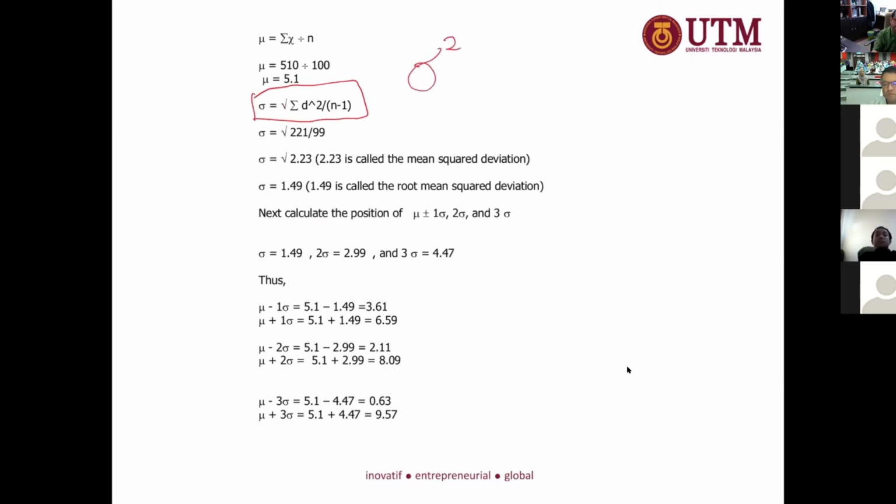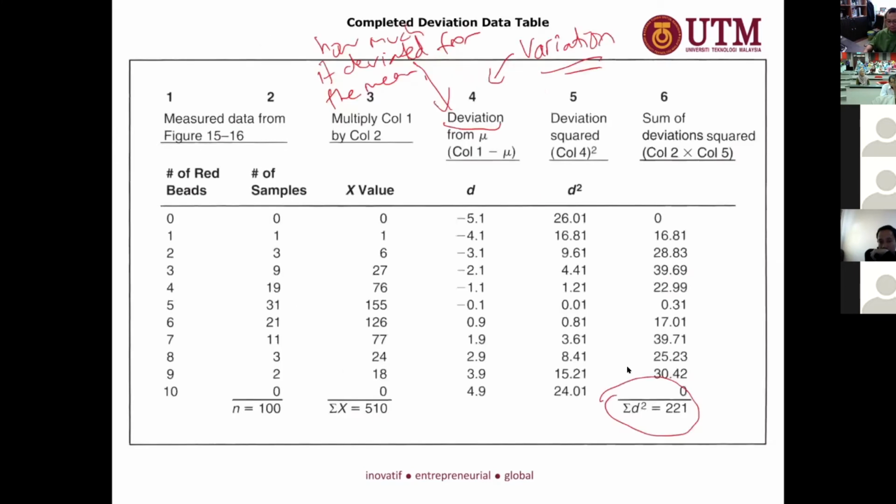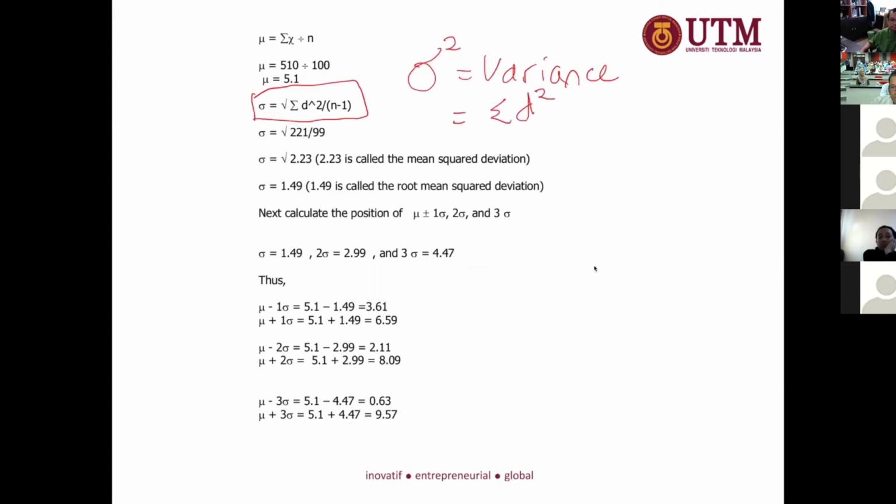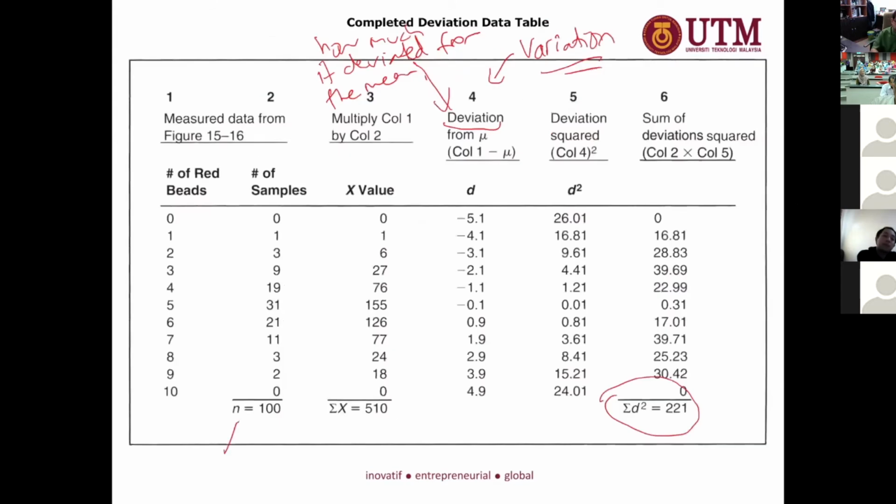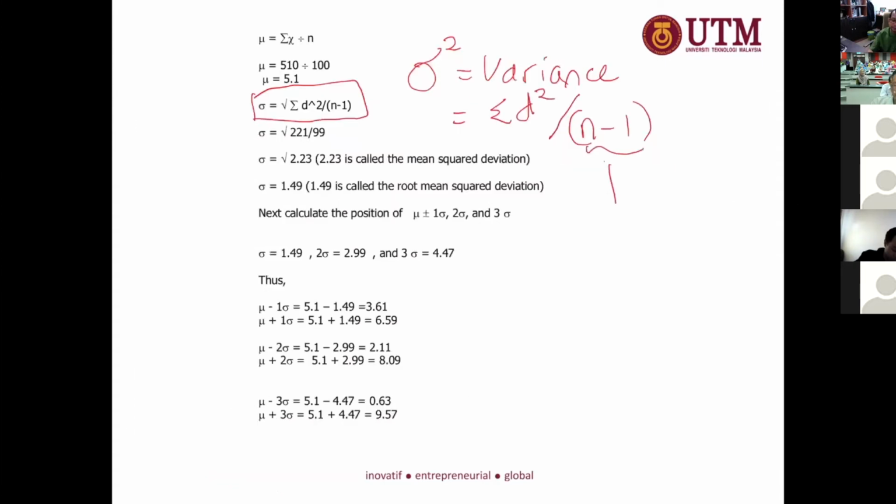Standard deviation squared is variance. So it's equal to the sum of your deviation squared, divided by n minus 1. N minus 1 is sample. Why minus 1? Because it tells you the degree of freedom.